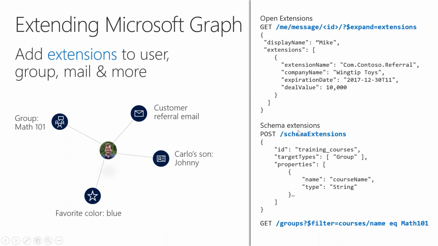And there's also a more structured concept of extensions called schema extensions, where you can define a schema and there are certain data types that are available, and then you can associate them, for example, with a group. So in this case, it's not just a group, it's a training course, and every training course has a course name and those kinds of things, and that allows you to do things like query all the groups that have this course name equal Math 101. So in that regard, you can do these kinds of data type extensions and modules inside of Microsoft Graph, and it's actually a really powerful capability.